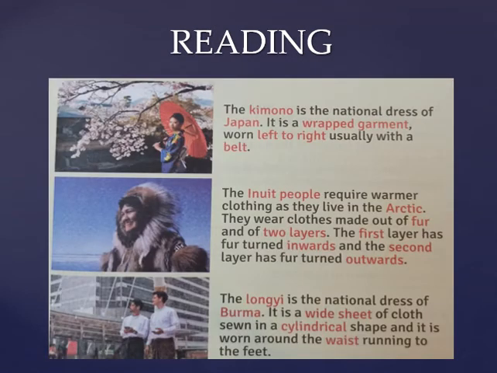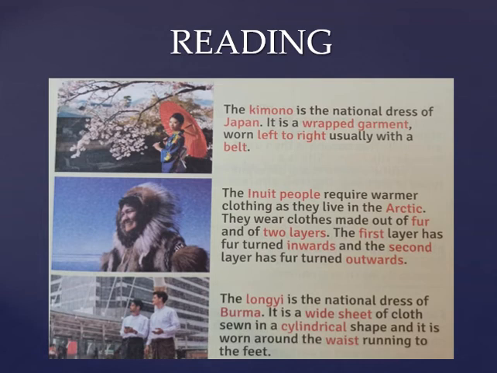In the first picture there is a lady who is holding an umbrella. She is from Japan, and the dress is kimono. The kimono is the national dress of Japan. It is a wrapped garment worn left to right, usually with a belt.